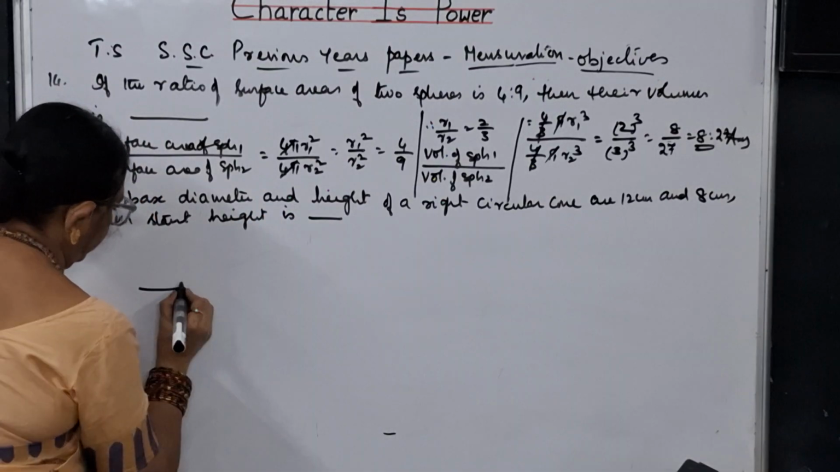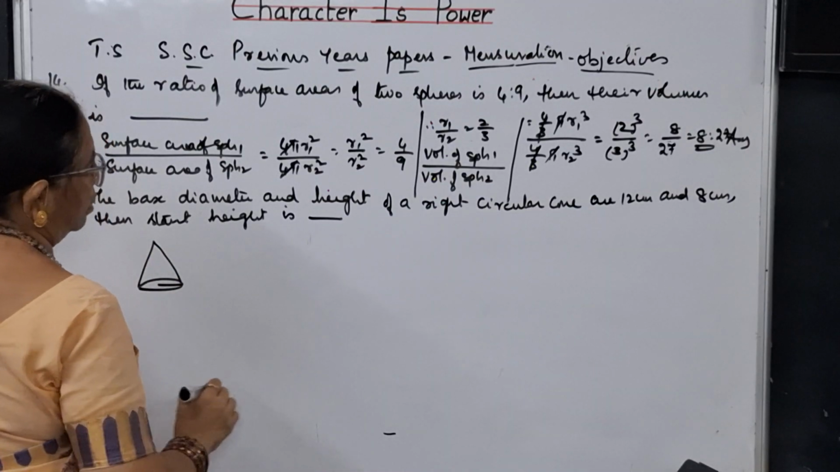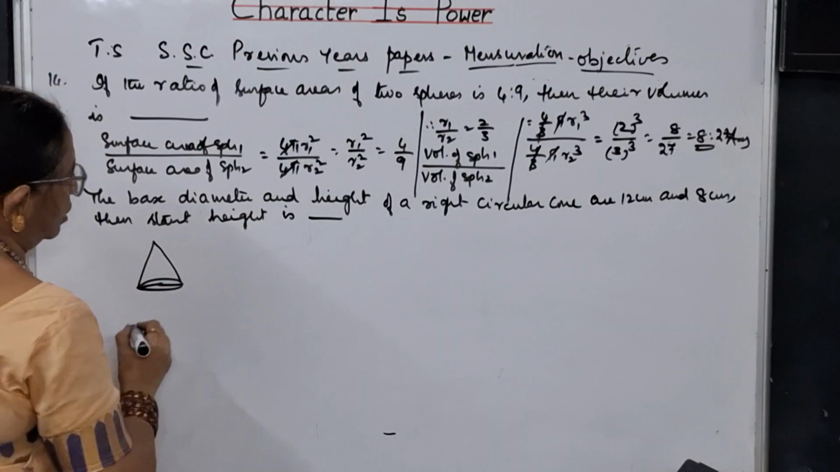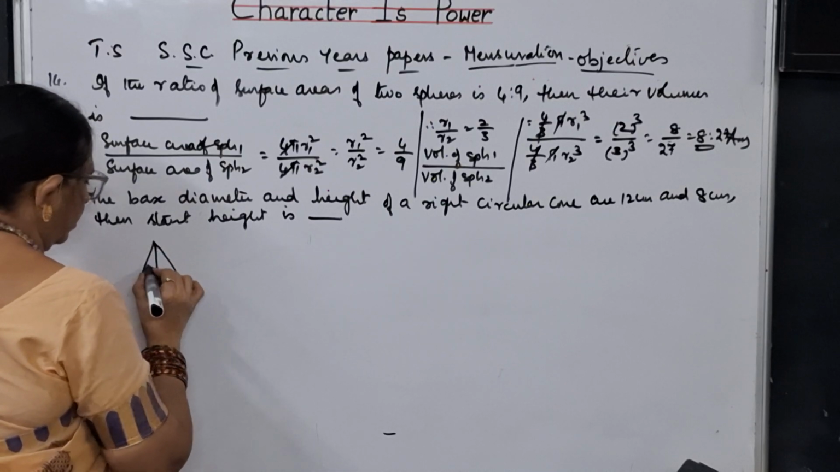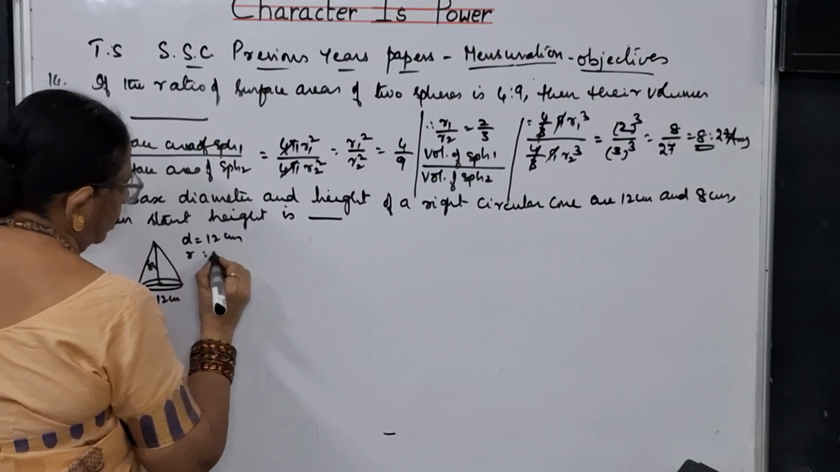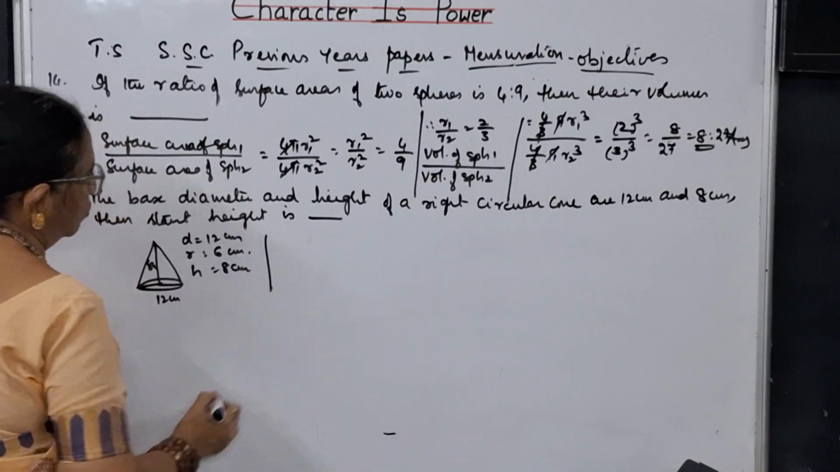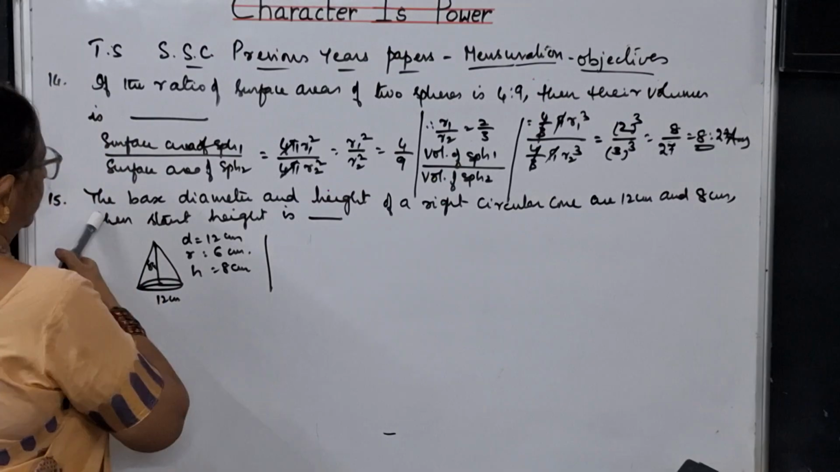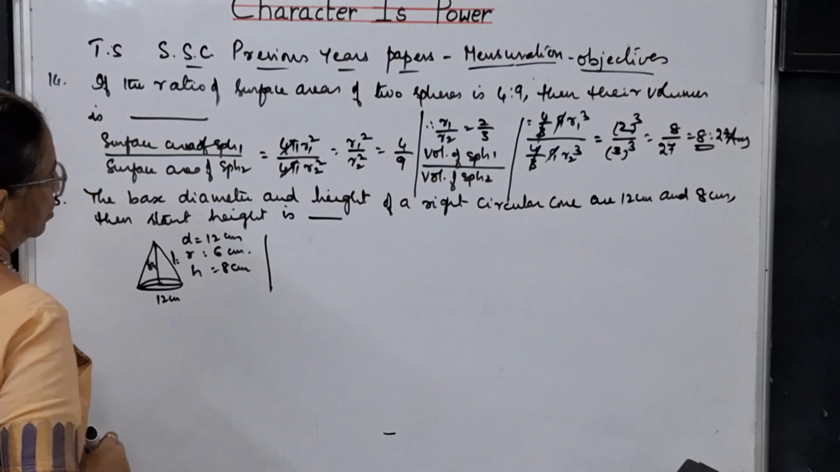There is a right circular cone. Radius, they have given diameter. Diameter is 12 centimeters. Height is 8 centimeters. Diameter is 12 centimeters. So radius is 6 centimeters. Height is 8 centimeters. So we know that the base and height. Here we need to find out what is slant height.